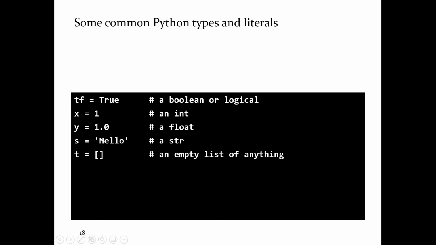And hello inside single quotes is a string literal, but the actual type is str in Python. Right? The square bracket, that's actually a list literal in Python.